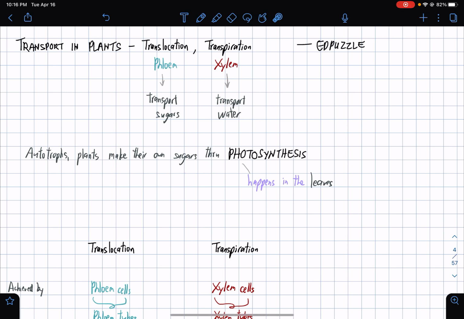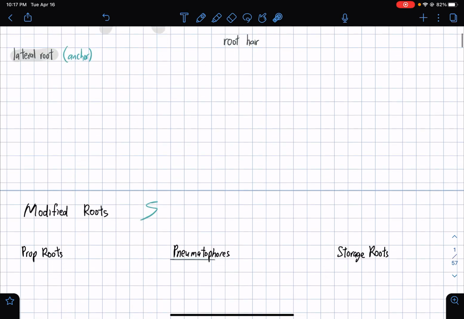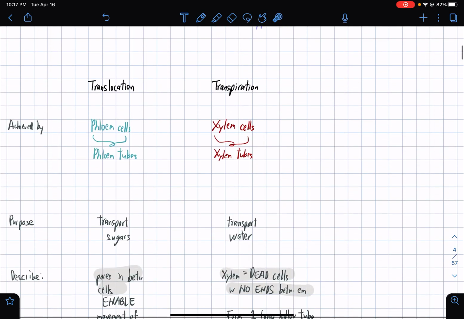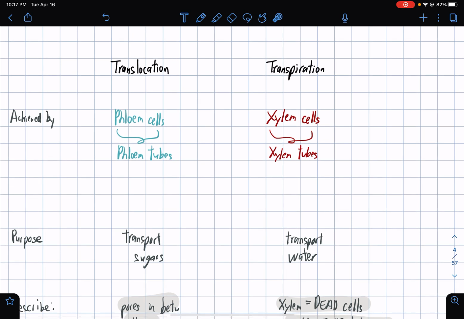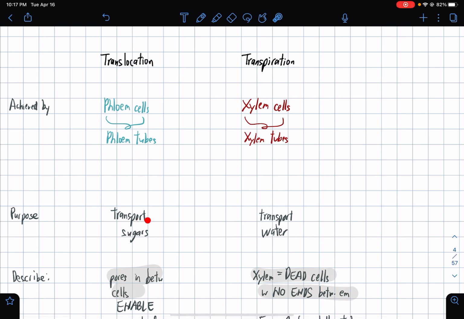Autotrophs: plants make their own sugars through photosynthesis. Back to what I said earlier, photosynthesis is basically plants making their own food, hence the name autotrophs. This happens in leaves. That's why earlier it was mentioned that leaves serve as the main photosynthetic organ. Translocation is achieved by the cells of the phloem, and transpiration is achieved by the cells of the xylem. In their own places, the cells constitute a tube, or perhaps more than one tube. Again, for translocation, the purpose is to transport sugars, and for transpiration, the purpose is to transport water.